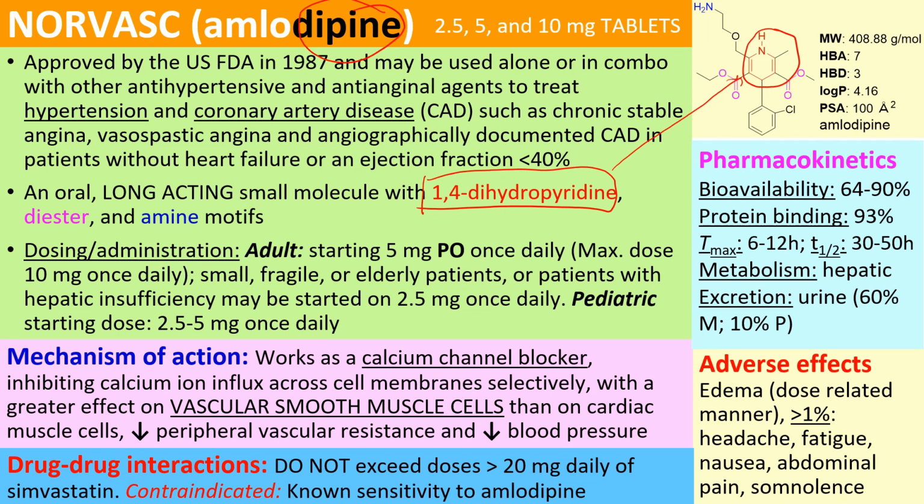As mentioned, this small molecule contains a dihydropyridine motif, 2 esters, 1 methyl ester, and on the other side the ethyl ester motif, and this contains a primary amine, a basic drug molecule. The molecular weight is 408.88 gram per mole. Hydrogen bond acceptor 7, hydrogen bond donor 3, log P 4.16, polar surface area 100 square angstrom. This is a basic drug molecule.